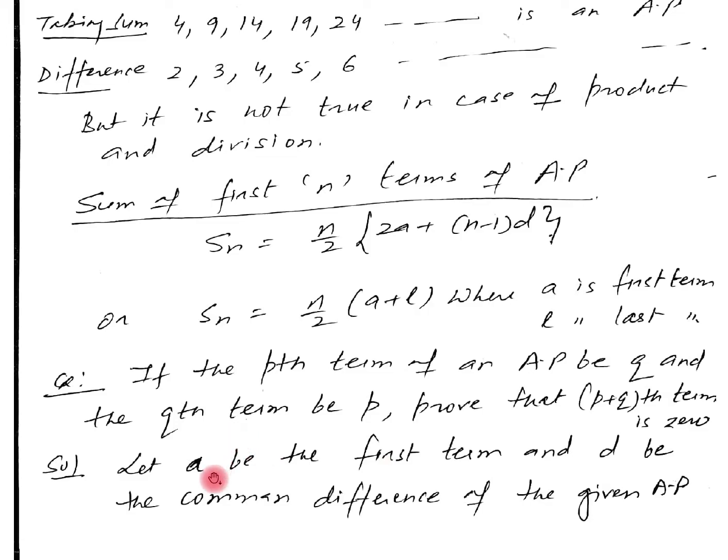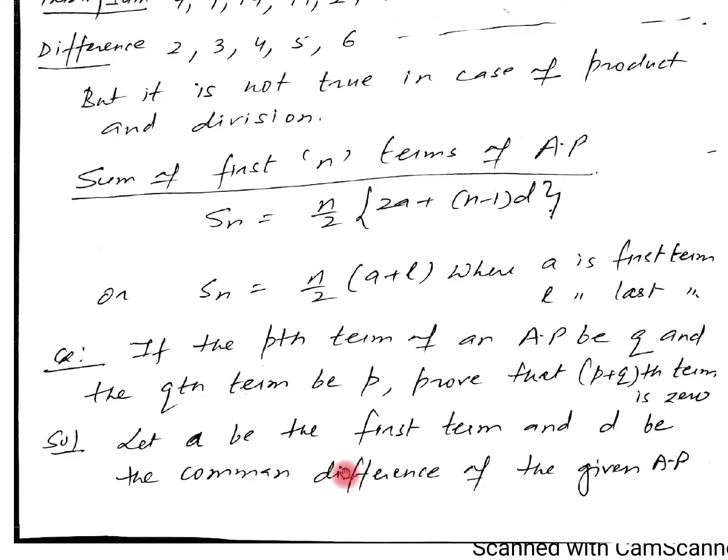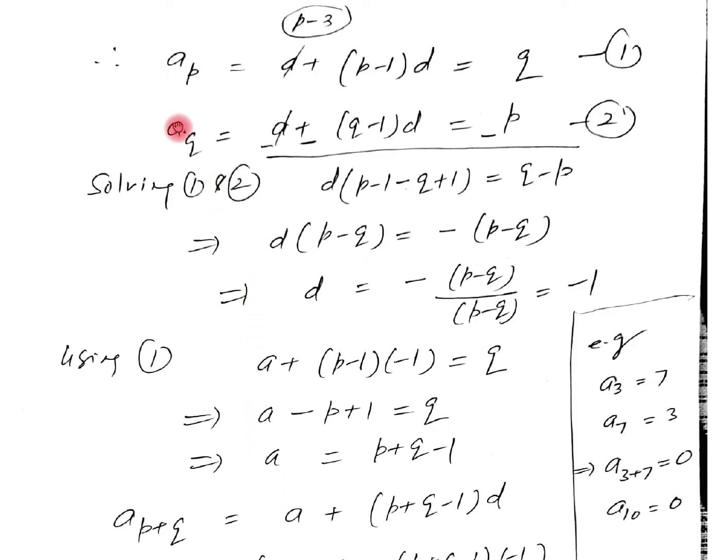Now let me suppose a be the first term and d be the common difference of the given AP, because whenever you have to discuss an AP you must know the first term and the common difference. We are supposing a is the first term and d is the common difference of the given AP. Now ap is given to be q and aq is given to be p. So let us form the equations. Now ap means a plus (p minus 1) into d. It is given to be q. Similarly, aq is equal to a plus (q minus 1) into d equal to p. These are given in the question.